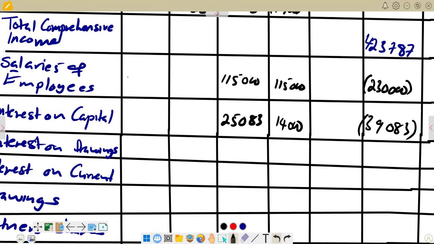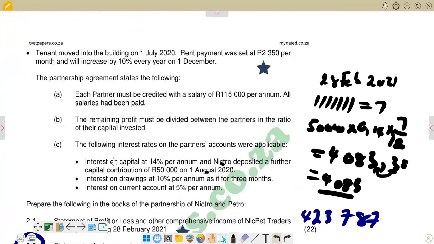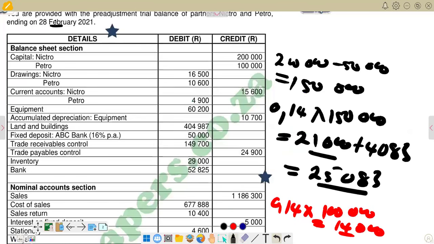So we can just check here the description of the next item. Here you are saying interest on drawings. So we go back to the partnership agreement and see what the terms are in terms of calculation of interest on drawings. Here, it reads interest on drawings at 10% per annum, for 3 months. So very important to take note that it is for 3 months. So we're going to say 10% of the drawings. It means the drawings were for 3 months only.